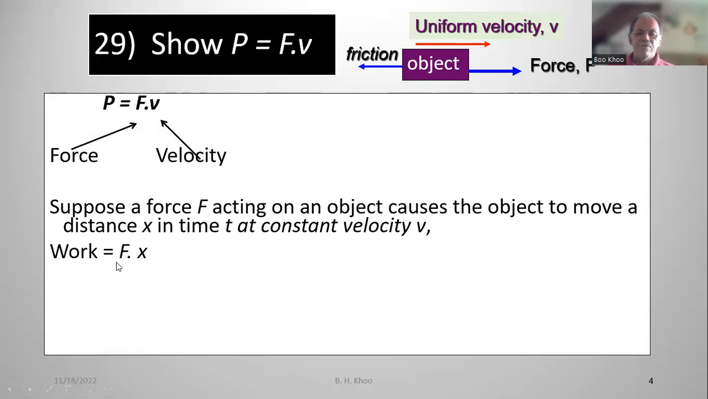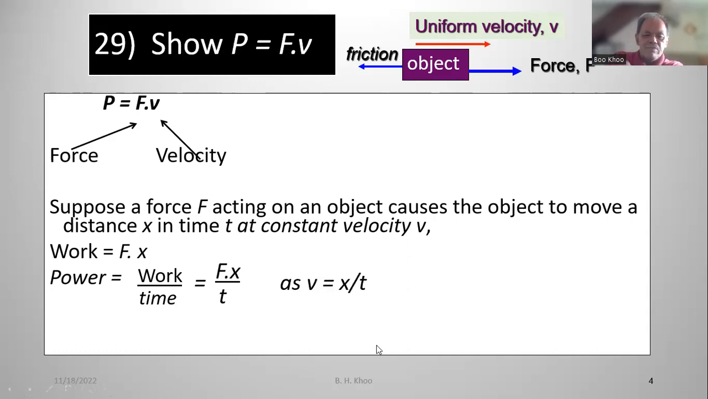Okay. So work done is force times your distance. Power is work done divided by your time. So work done is Fx, time is t. Right? So your x over t is your velocity. V equals x over t. So power equals Fv.